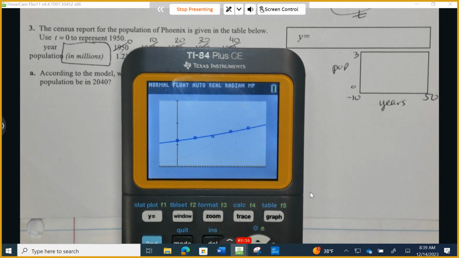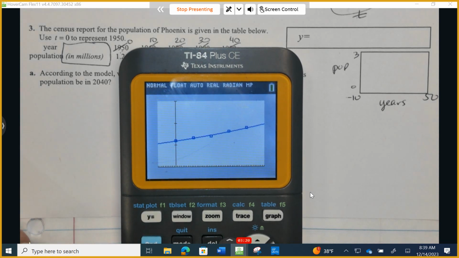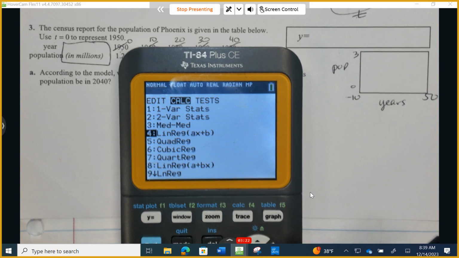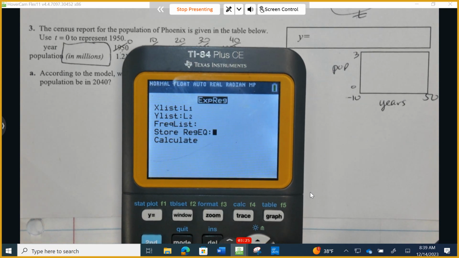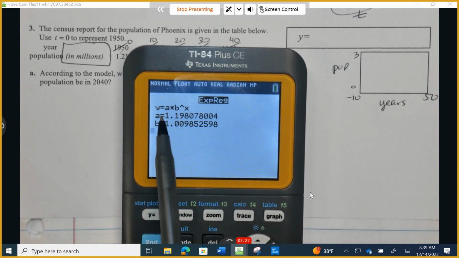This looks like a great model for this data. So I feel comfortable with this equation. I want to write this down now. So I'm going to go to calculate, back to exponential, and I'm going to press pause in this video, and I'm going to write down this exact equation up above.